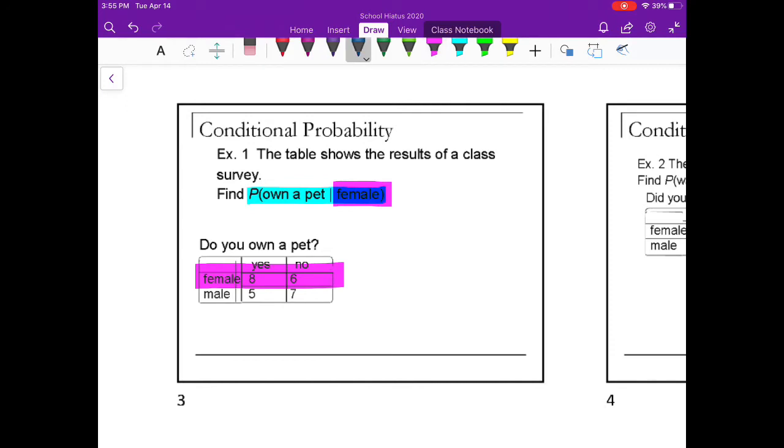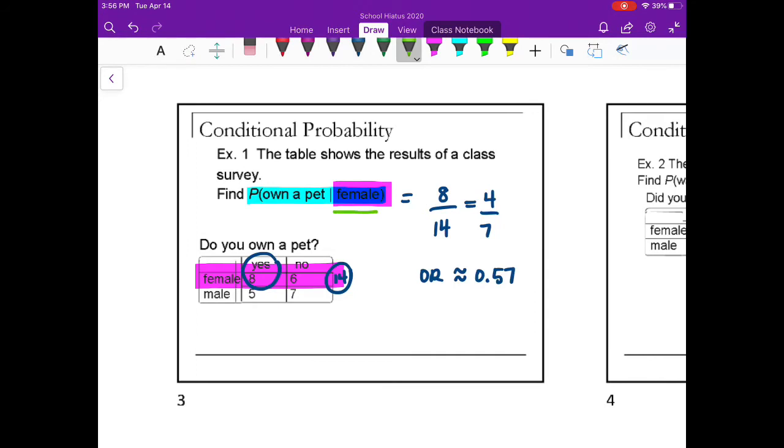We want to determine the total number of females in the survey, and that will be the denominator of our fraction or our probability, because that is our entire sample space. We are limited to only looking at the females. Then we'll determine the number of females who own a pet, and that will be the numerator of our probability. We'll set up a fraction, 8/14, for the probability of females who own a pet, and then we'll simplify the fraction to 4/7, or approximately 0.57.